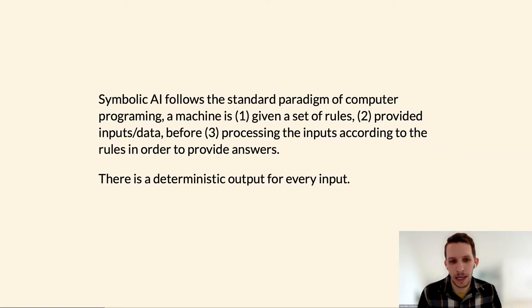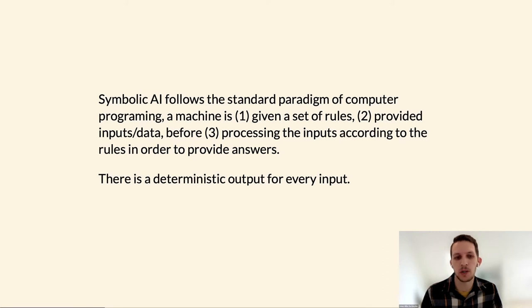So symbolic AI is built on the standard paradigm of computer programming, right? Anytime we write a computer program, we essentially are just laying out some set of rules. We say, okay, here's some input. Here is an image I took of a galaxy. I want to measure the brightness of that galaxy. Or here is a list of measurements that I have made of masses of different galaxies.